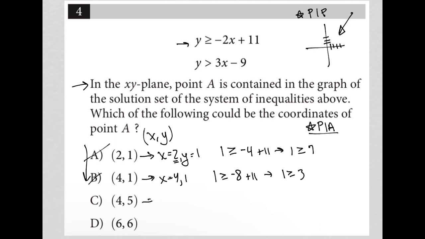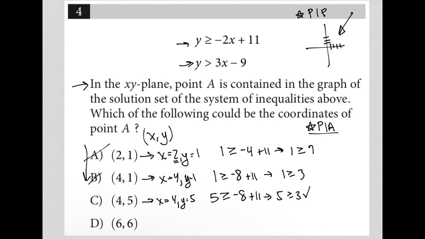How about choice C? This is saying that when x is 4, y is 5. So let's try that one. So this becomes y, which is 5, is greater than or equal to -2x, which is -8, plus 11. Is it true that 5 is greater than or equal to 3? Yes, it is. But we now have to try those exact same values for the second inequality.